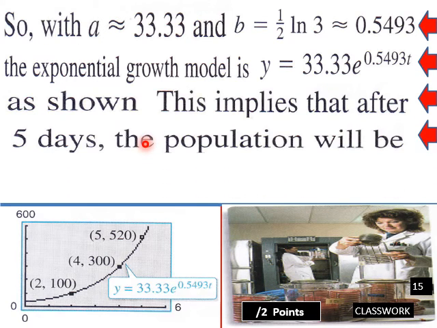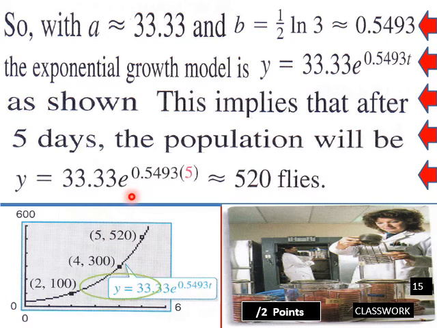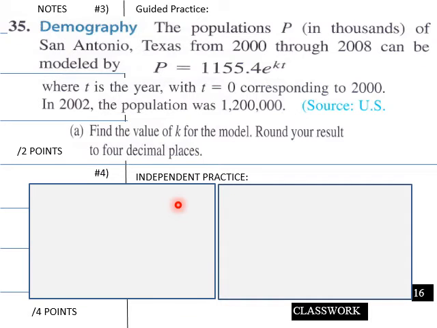So this implies that after 5 days, which is here, you will have, guess how many flies? You'll have 520 flies using that population model between these two data points here. This would continue up like that. So that would be how you would form an exponential model from 2 data points. Usually you wouldn't want more, but in this case that's what we're going to do.